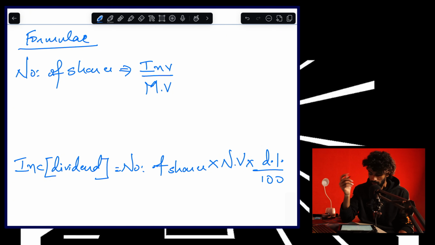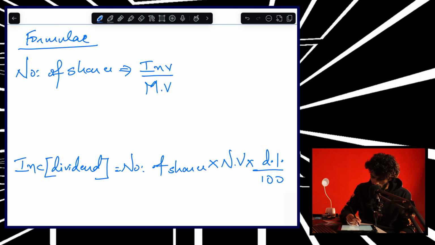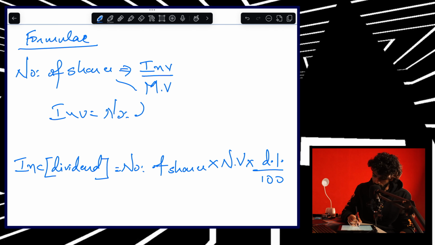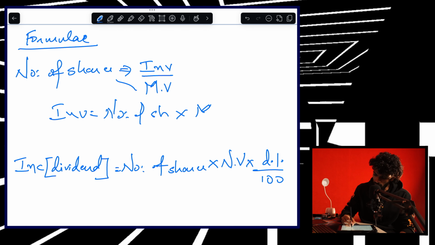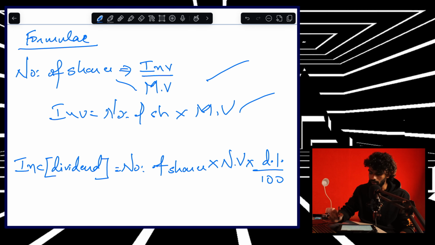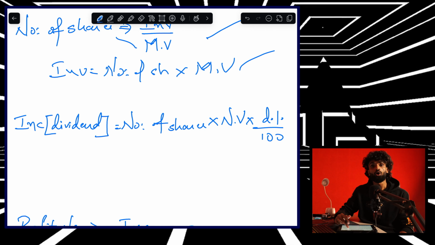Need not explain it again. Now, let's use a little common sense. If I crisscross, don't you think investment can also be written as number of shares into market value? This is your regular algebra. MV meaning market value. So, 2 of the formulae done. Third one, income is also called dividend.